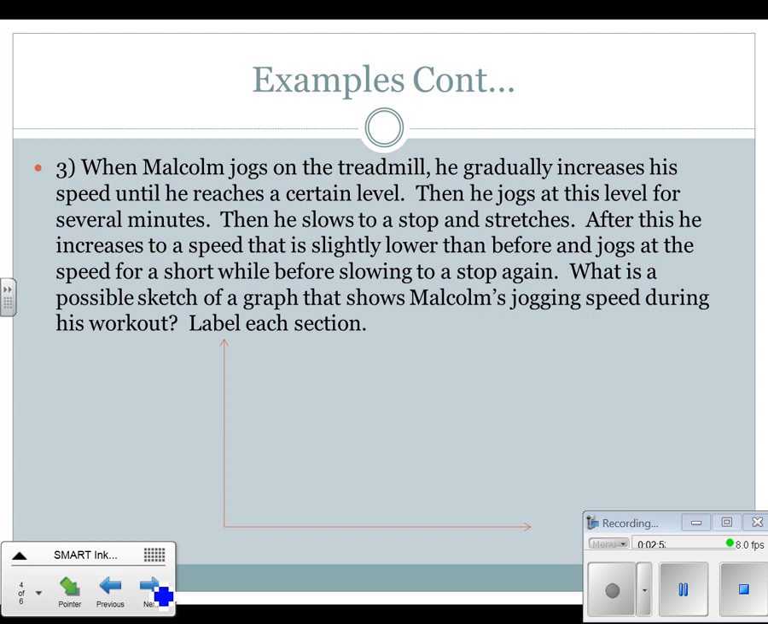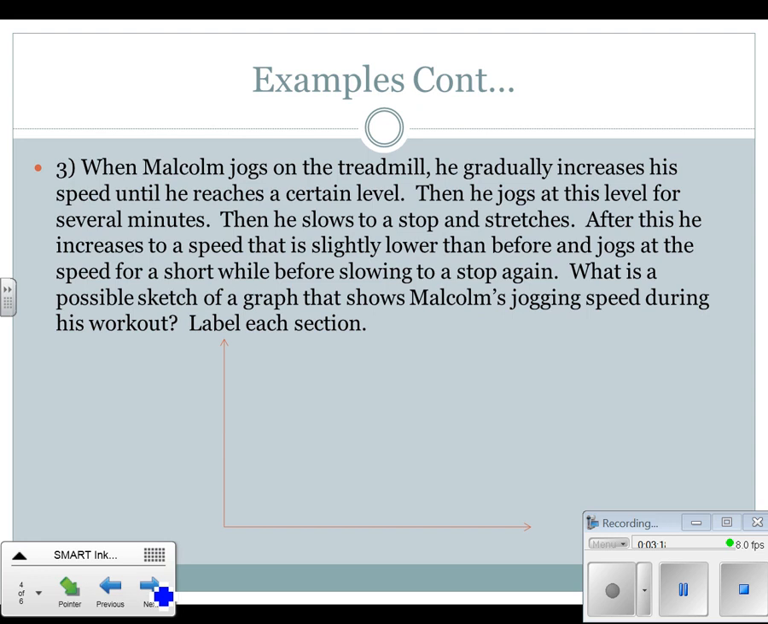When Malcolm jogs on the treadmill, he gradually increases his speed until he reaches a certain level, and then he jogs at that level for several minutes. Then he slows to a stop and stretches. After this, he increases to a speed that is slightly lower than before and jogs at that speed for a short while before once again slowing to a stop. What is a possible sketch of a graph that would show Malcolm's jogging speed during his workout?